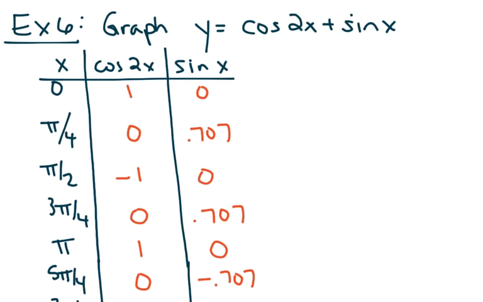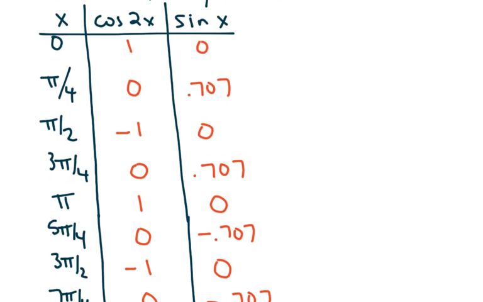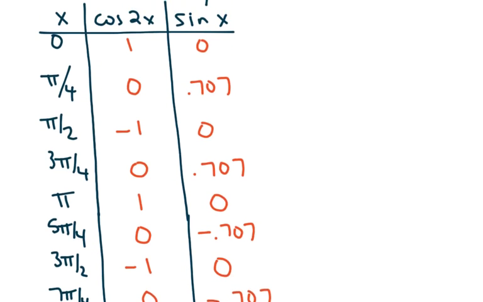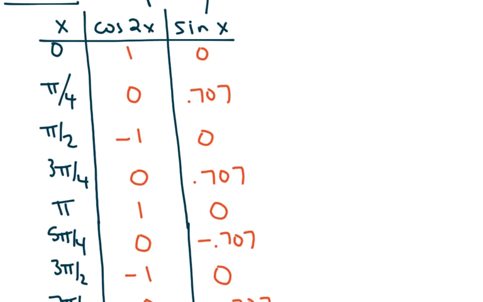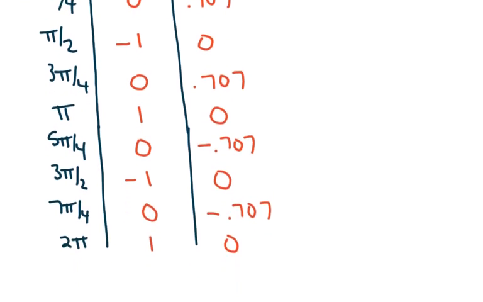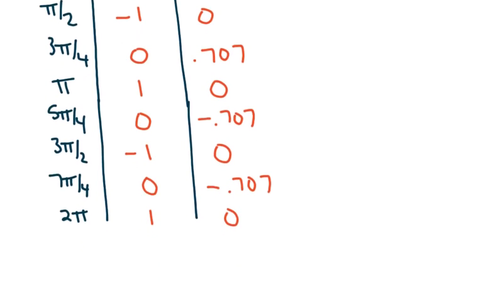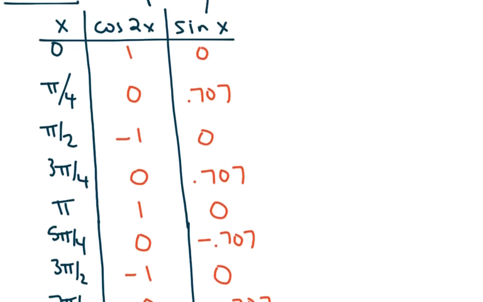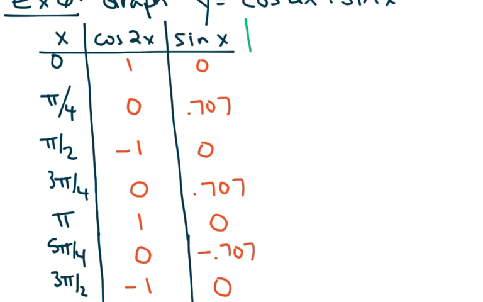So what I did was I made a little chart here of some input values from 0 to 2 pi. And then I found the cosine of 2 times each of those values, and I want you to notice what they do. 1, 0, negative 1, 0, 1, 0, negative 1, 0, 1. And then I did the sine of each of those values. Well, what happens then when I find the sum of each of those?